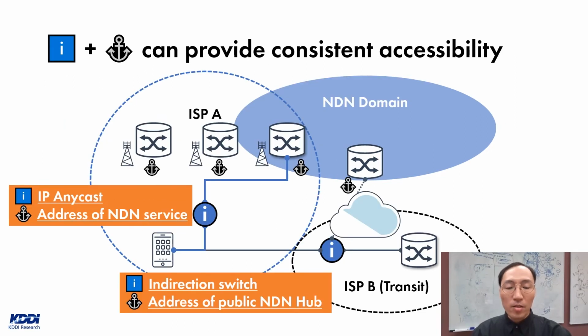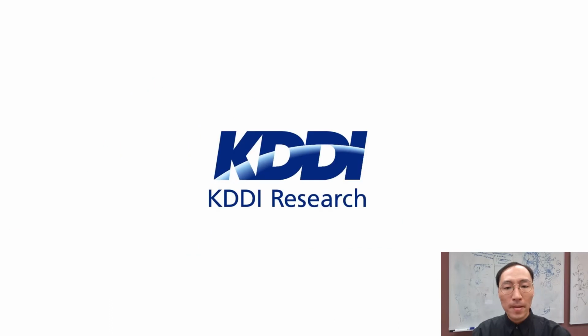By delegating the discovery of the closest router to the in-network interaction function, our bootstrapping architecture can provide consistent access to the end-to-end network in all deployment scenarios. Thank you for listening.